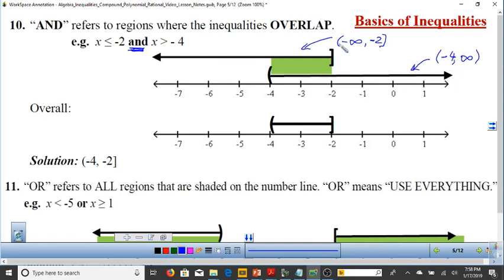So in this case now, the two regions begin to overlap at negative 4, the parenthesis term, so just after negative 4, and stop overlapping at negative 2. So we start with parentheses negative 4 and stop at bracket negative 2. So the interval notation is parentheses negative 4, comma, negative 2, bracket.